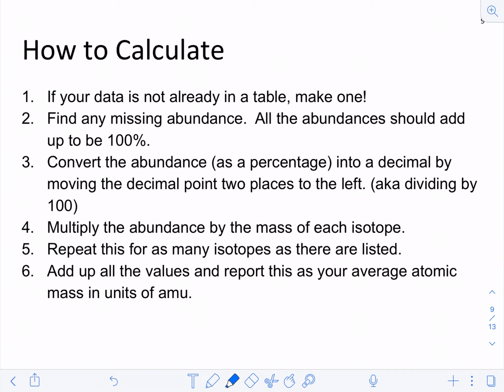All right, so now let's say that we're going to be calculating average atomic mass. If your data is not already in a table, make one. If you have any missing abundances, you want to do that first. Remember, all percents add up to 100, so you can always find a missing abundance. The next thing we're going to do is take the abundance as a percentage and convert it into a decimal by moving the decimal point 2 places to the left. Basically we're just dividing it by 100. We're taking it out of the percent form.